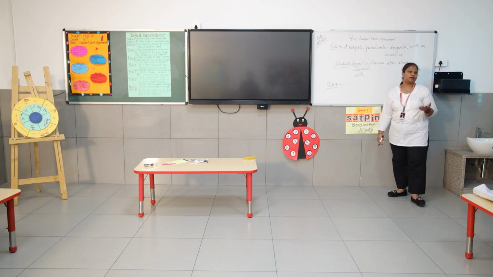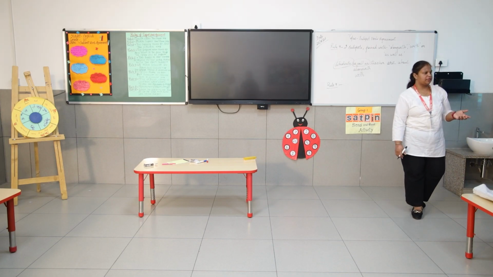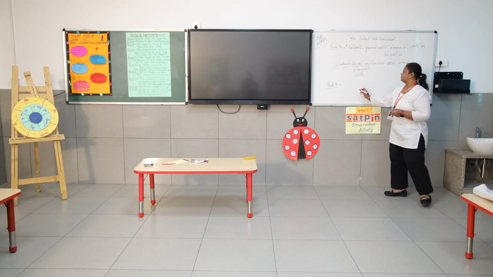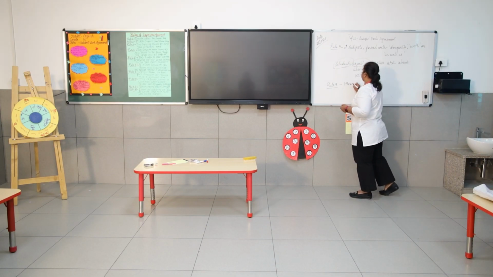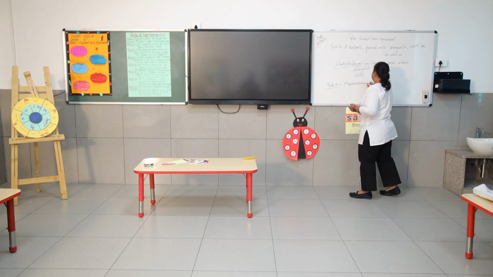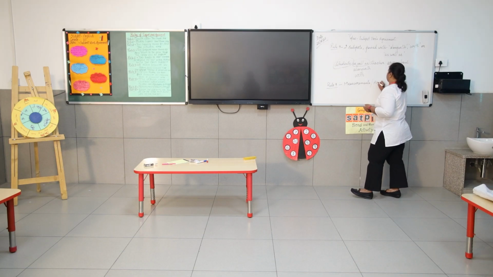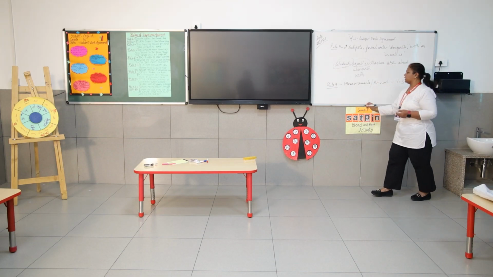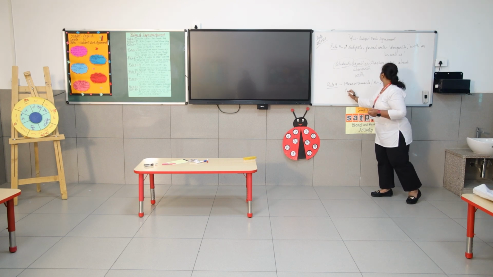Rule 9 says measurement and amount. When we are using any kind of measurement, we take it as a singular verb. So when we are talking about measurements or amount, the verb we use is singular. Let's study with an example.